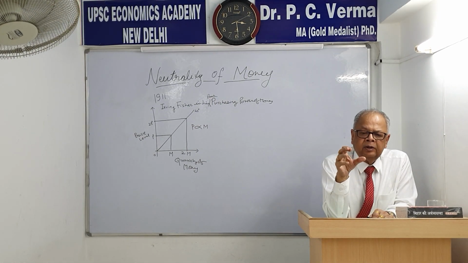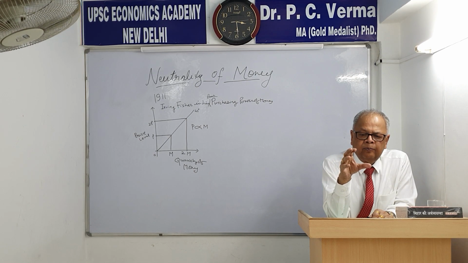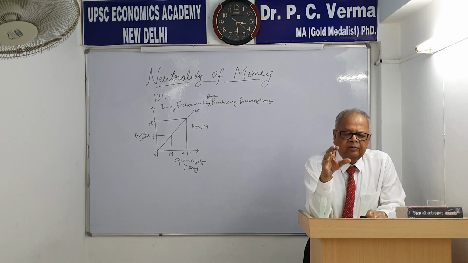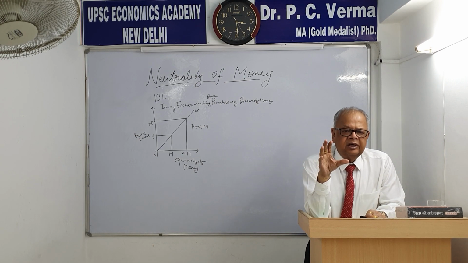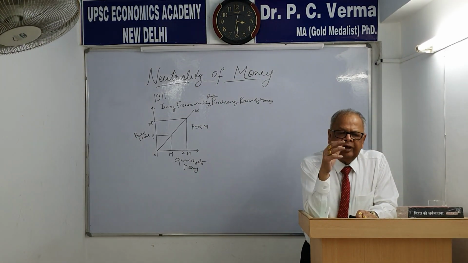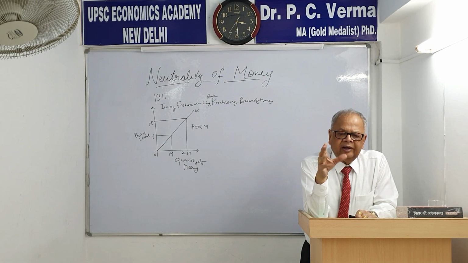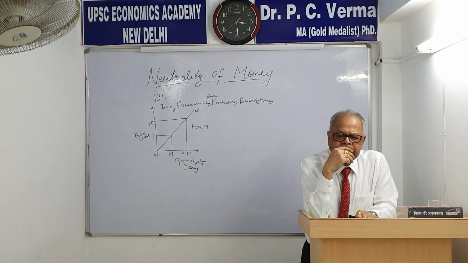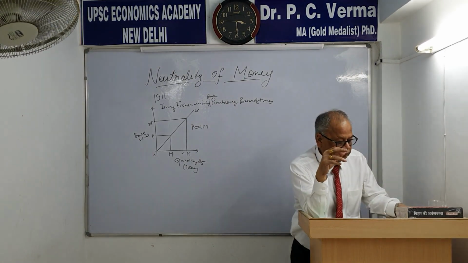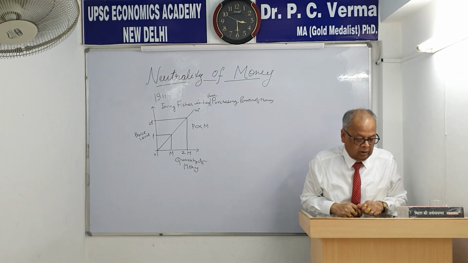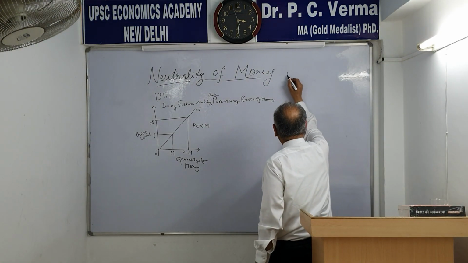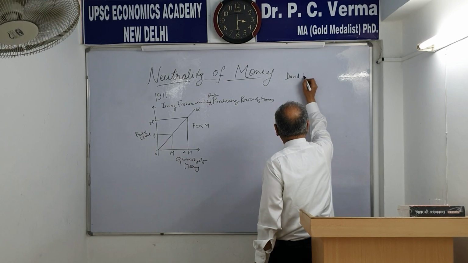This is the point of difference. In the 20th century, most of the classical economists considered that money is neutral. It will affect only nominal variables. Write down: the idea of neutrality of money was given by David Hume.